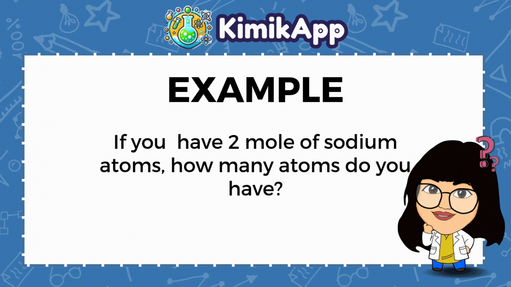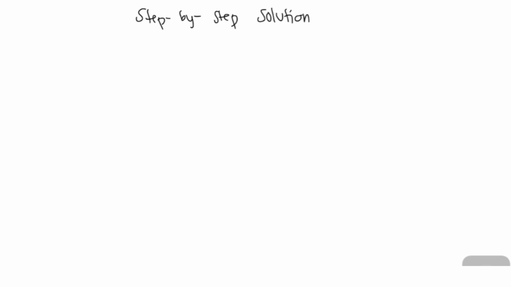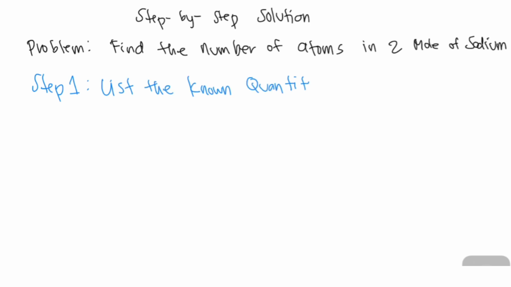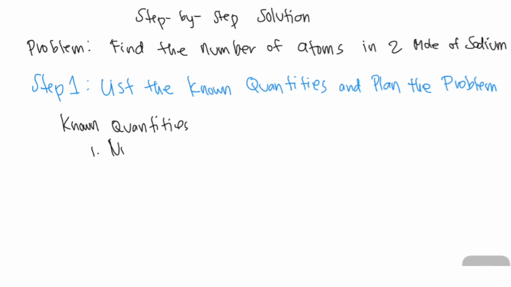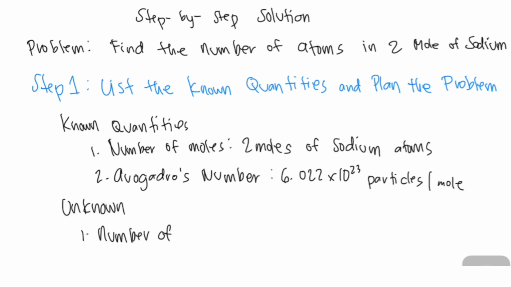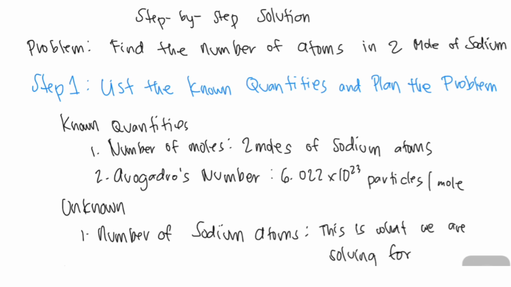Another example. Let's say you have 2 moles of sodium atoms. How many atoms do you have? The problem is find the number of atoms in 2 moles of sodium. Step 1. List the known quantities and plan the problem. The known quantities are the number of moles, which is 2 moles of sodium atoms, and Avogadro's number, which is 6.022 times 10 raised to the 23rd particles per mole. The unknown is the number of sodium atoms, and this is what we are solving for.